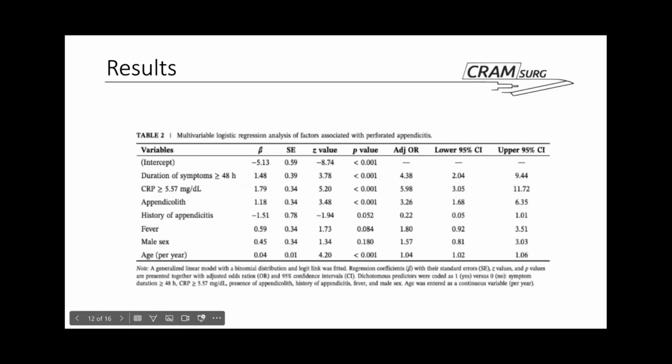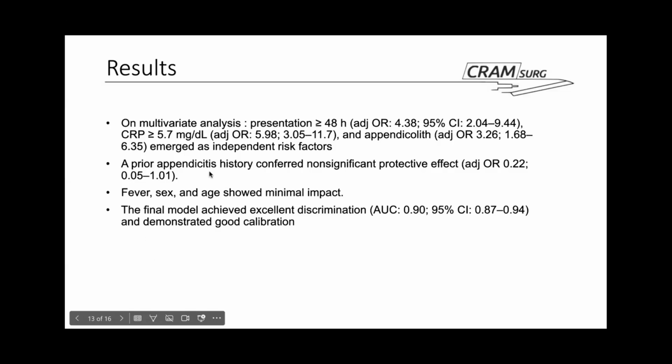And they have done a multivariable logistic regression analysis and showed that duration of symptoms more than 48 hours, a CRP of 5.57, and presence of appendicolith had a statistically significant correlation with perforated appendicitis. Prior appendicitis history conferred a non-significant protective effect. Fever, sex, and age did not show much of an effect.